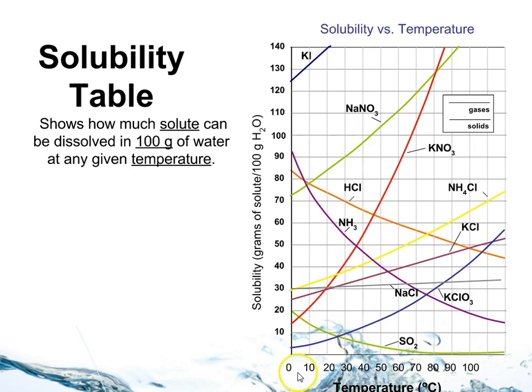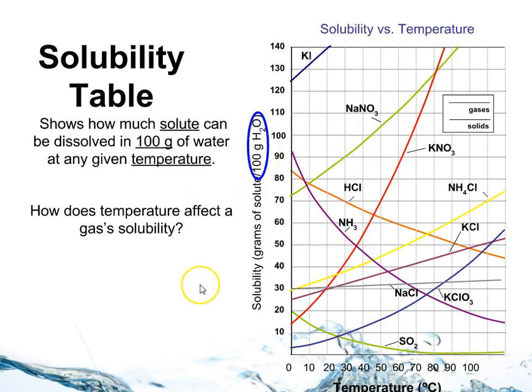It shows the temperature versus the solubility, the grams of solute, so that's like grams of salt that can dissolve in 100 grams of water. Notice that this is per 100 grams. So when we say 90, like right here, that's 90 grams of solute dissolved in 100 grams of water.